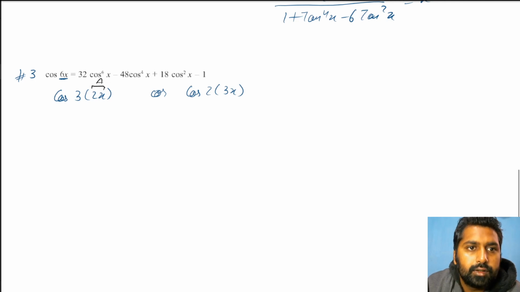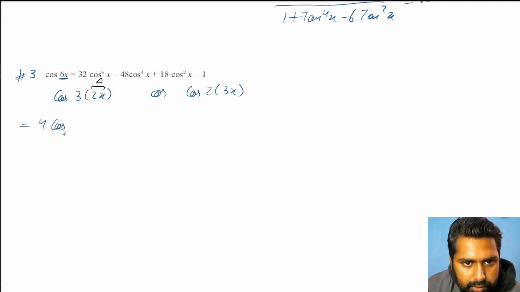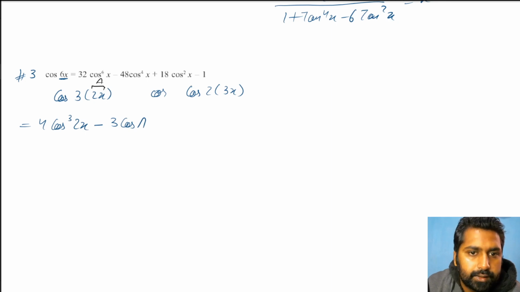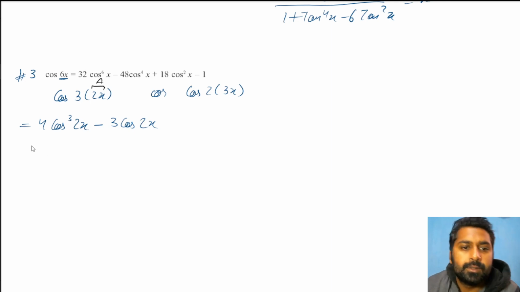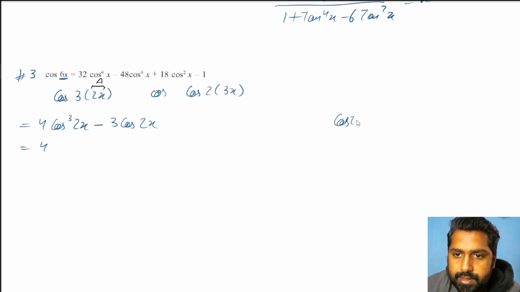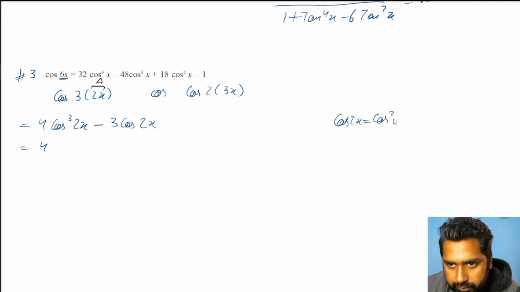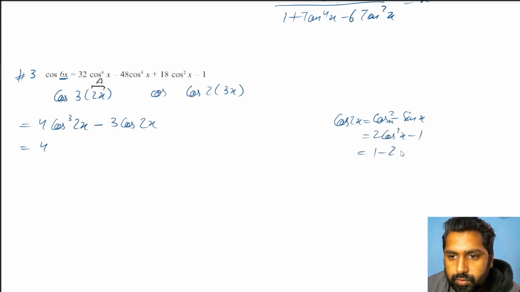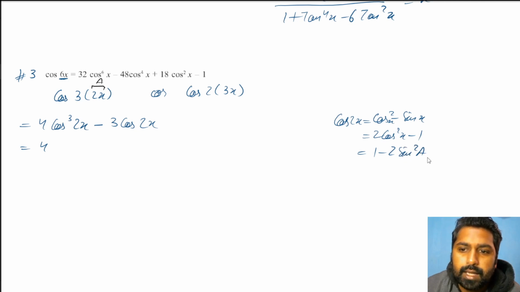Cos 3a. The formula for cos 3a is 4 cos cube a, which is 2x, minus 3 cos a, which is again 2x. And then use the property of double angle, cos 2x. Which one do I have to use? The point is, cos has multiple identities. Cos 2x is cos square minus sine square. It is also 2 cos square x minus 1. It is also 1 minus 2 sine square, and then there is one more with the tan.